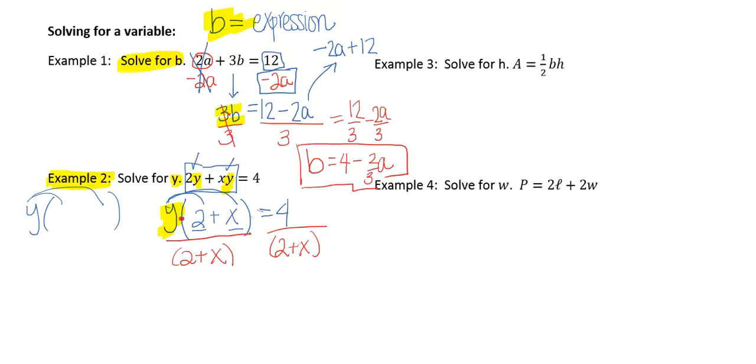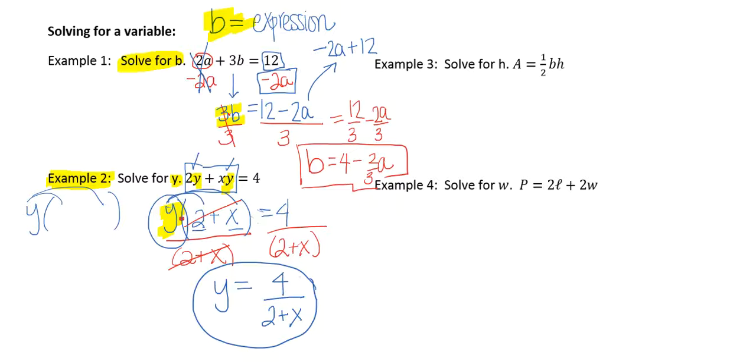2 plus x divided by 2 plus x will cancel. So all we have left is just a y, this y, equals 4 divided by 2 plus x. And this is our answer.